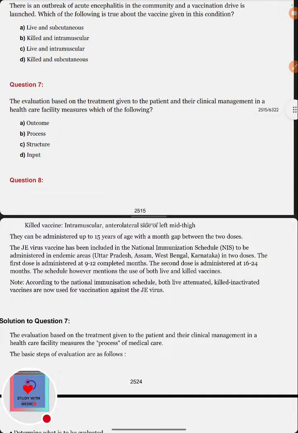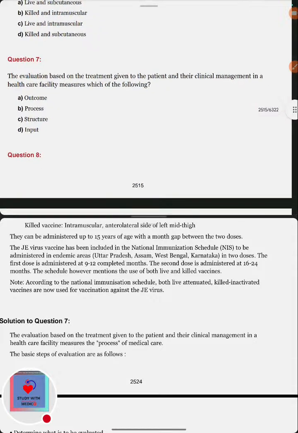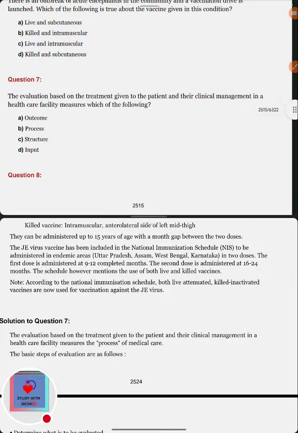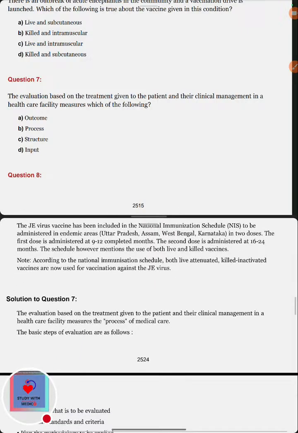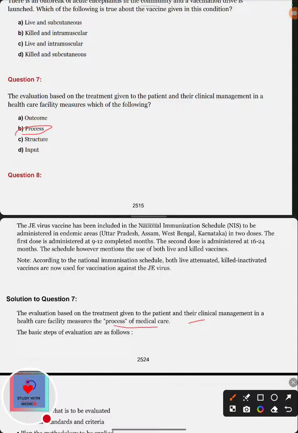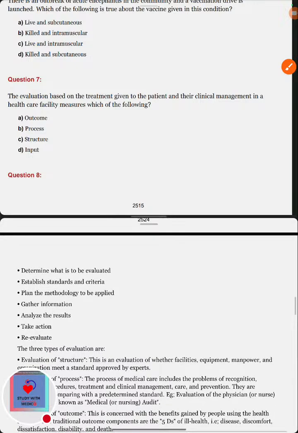Okay, the evaluation based on the treatment given to the patient, clinical management in a healthcare facility, measures which of the following. So the evaluation based on the treatment given to the patient, clinical management in a healthcare facility, this is called the process. It measures the process of the medical care. Basic steps of evaluation are as follows.